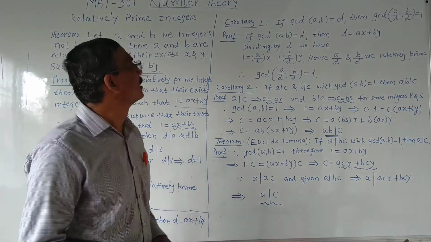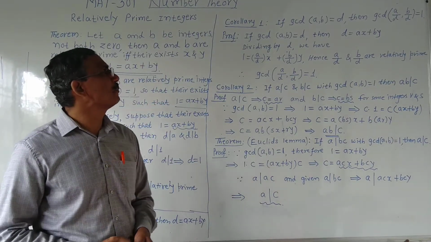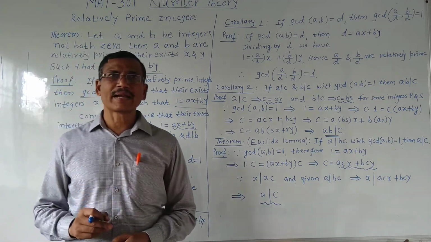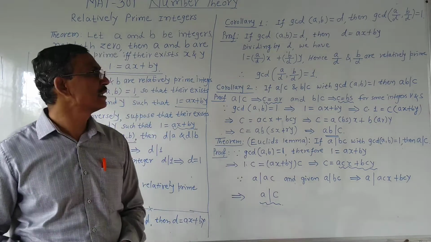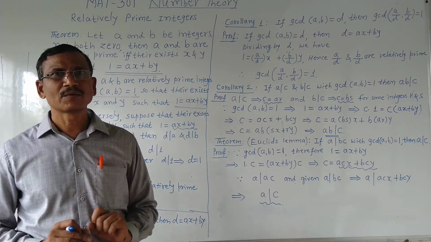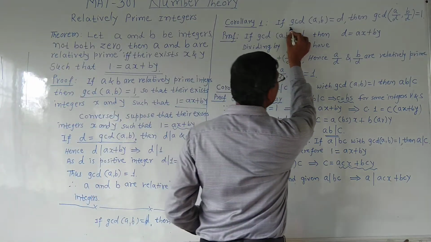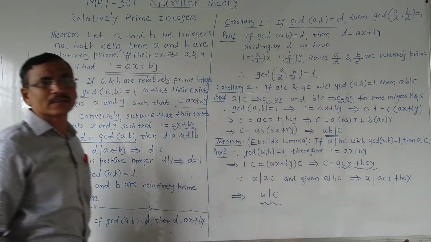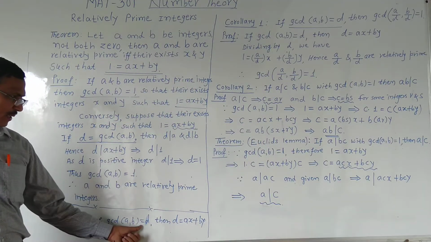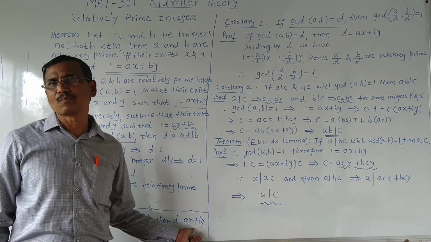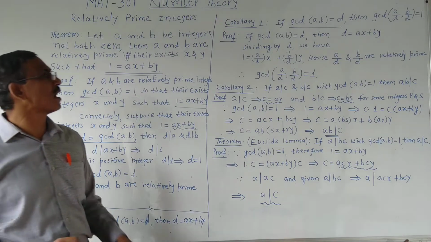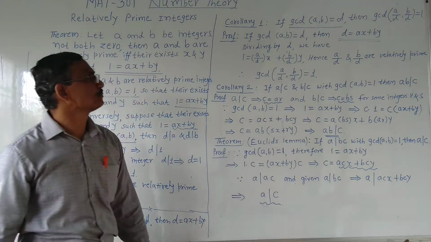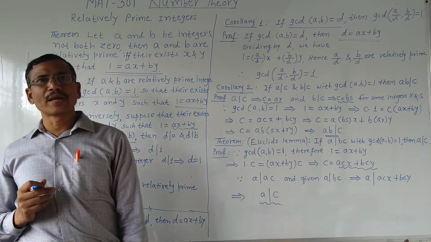The first corollary is that if the greatest common divisor of a and b is d, then the greatest common divisor of a divided by d and b divided by d is also equal to 1. The proof is very simple. It is given that the greatest common divisor of a and b is equal to d. Then d can be written as ax plus by. That means there exist integers x and y satisfying d equals ax plus by.